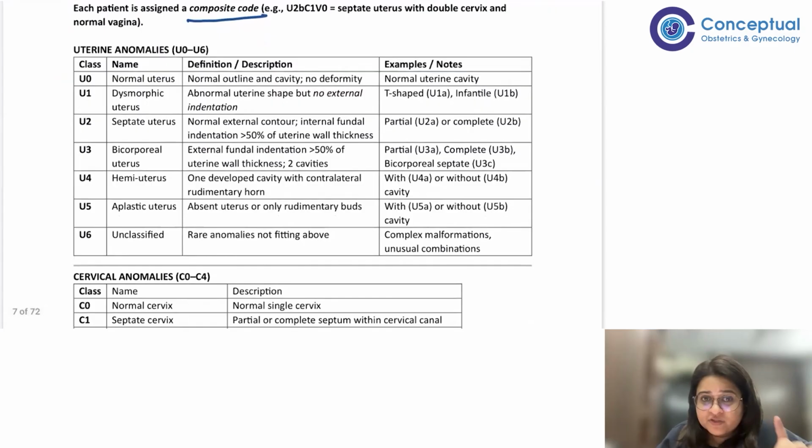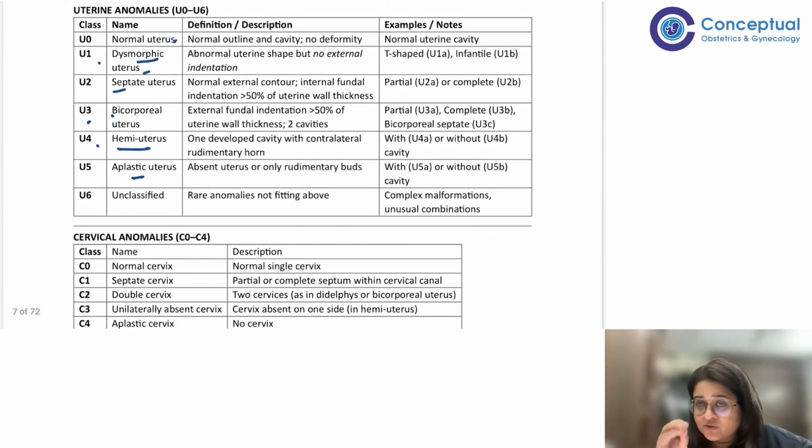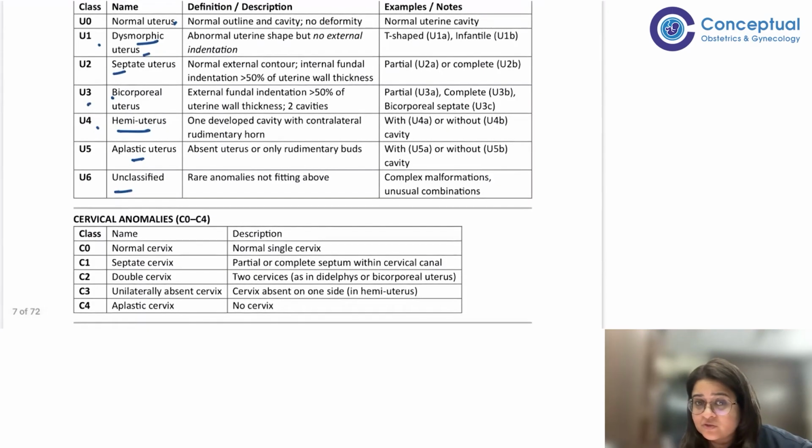In the uterine anomalies, U0 is normal. That means no uterine anomaly. So if there's no uterine, no cervical, no vaginal anomaly, it will come as 0. U1 is a dysmorphic uterus. Dysmorphic means like a T-shaped uterus, or a small, infantile uterus. U2 is septate, U3 is bicornuate, U4 is hemiuterus, like a unicornuate, one developed uterus with a contralateral rudimentary horn. U5 is aplastic uterus, absent or even rudimentary, like in MRKH syndrome. U6 is unclassified. Anything else which doesn't fit here comes under U6. So you have U0 to U6.